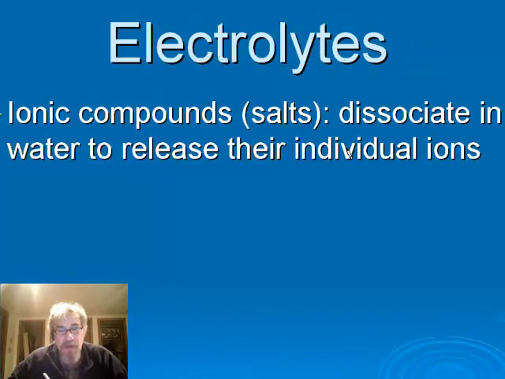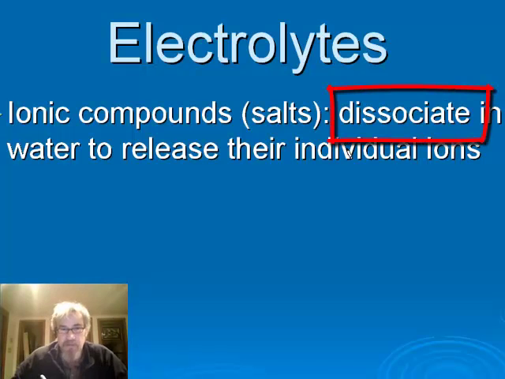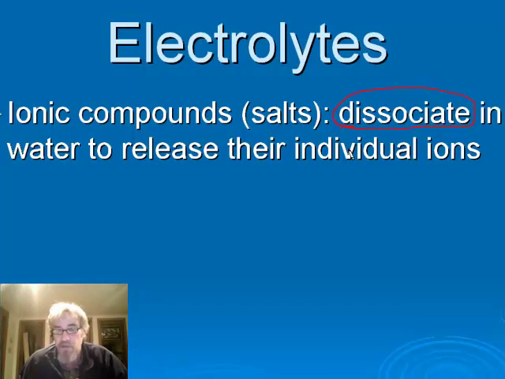One kind of electrolyte is ionic compounds or salts. Ionic compounds that will dissolve in water, insoluble ones don't do anything. They dissociate in water to release their individual ions. So the ions are already there in an ionic compound, in a salt. When they dissolve, they just dissociate. The ionic compound gets taken apart and the individual ions are released as individual particles in solution.